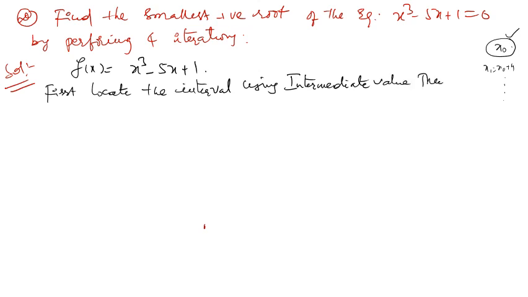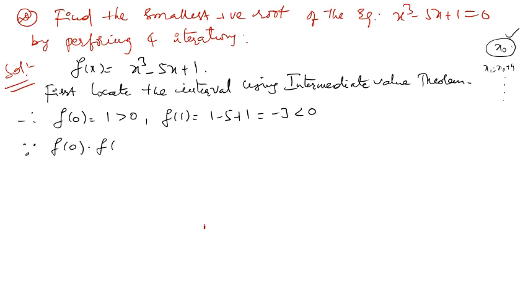Using intermediate value theorem. Therefore choice is ours. I am taking arbitrary values for x. When x equal to 0, f of 0 is 1, greater than 0. When x equal to 1, 1 minus 5 plus 1, this is minus 3, negative. Since f of 0 into f of 1 both are having opposite signs, therefore product is negative. The root xi, exact root, belongs to what interval? Open 0 comma 1.